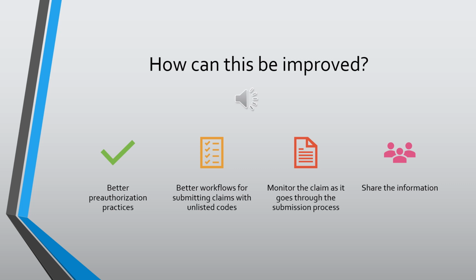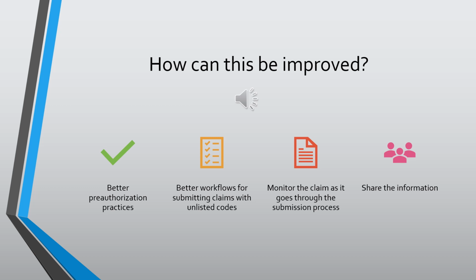Last part of the submitting claims section is to know your payer's specific process. Certain payers have certain guidelines that might be different from others, so it's important to understand what those payers require and what you will need to submit with the unlisted procedure. Next is to monitor the claim as it goes through the submission process. Keep an eye on the claim. Once you receive the EOB, take a thorough look at that, and if the claim is denied, follow up with the payer to see if the denial can be resolved.